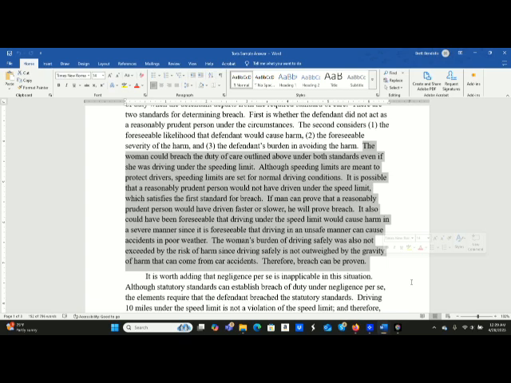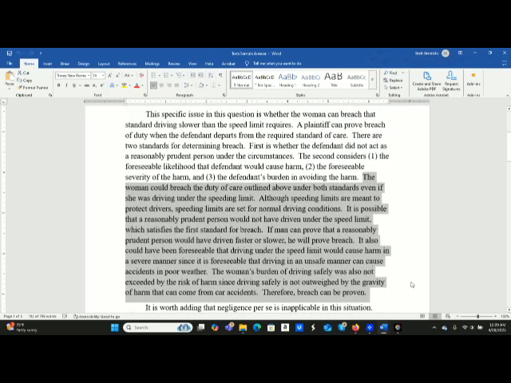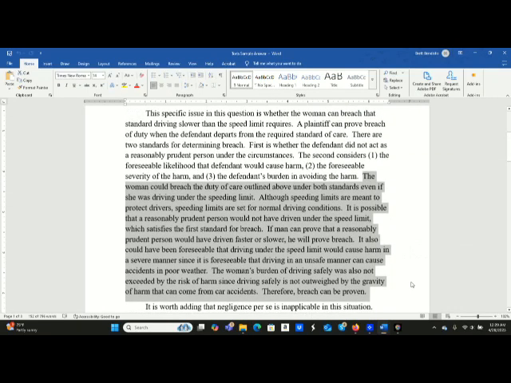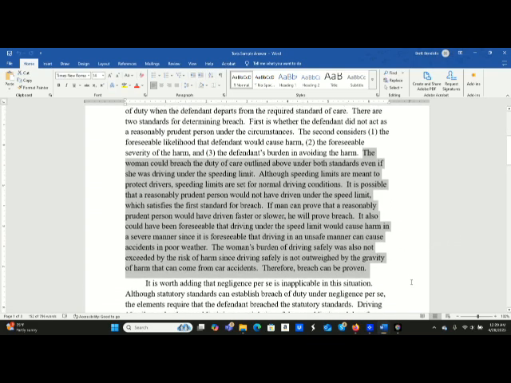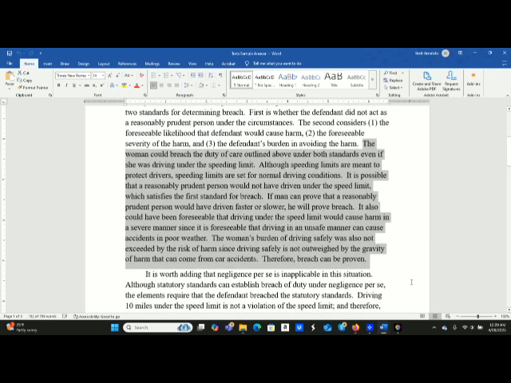From a symmetrical point of view, I'll also note that I have my two different standards. I have first the reasonably prudent person standard. I have the second standard that's outlined in my outline. My application section mirrors that standard. I go with the first part first, then all three elements of the second section after that.